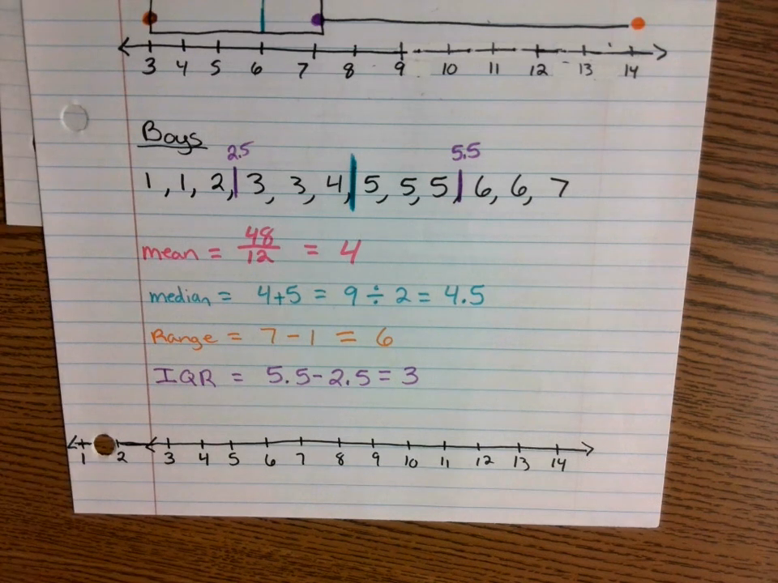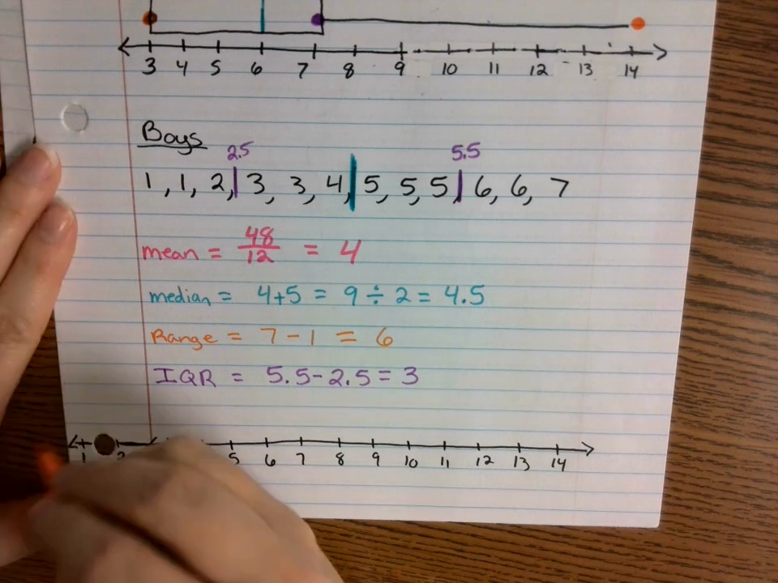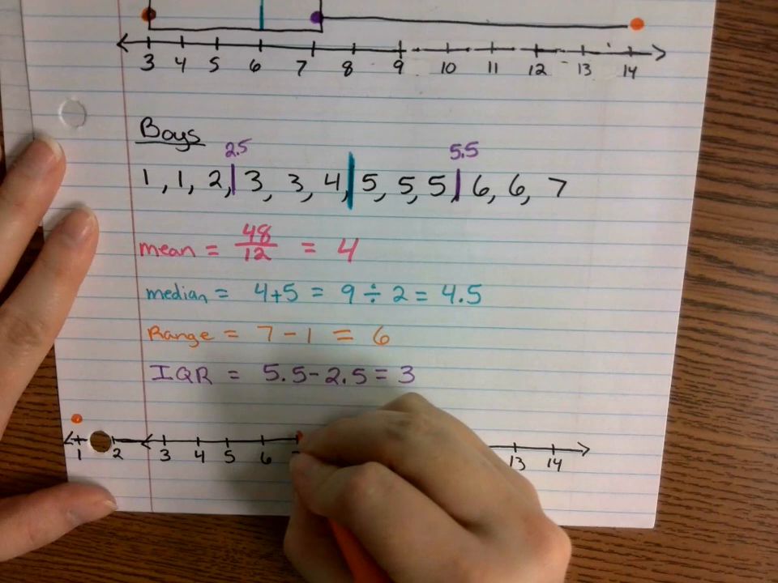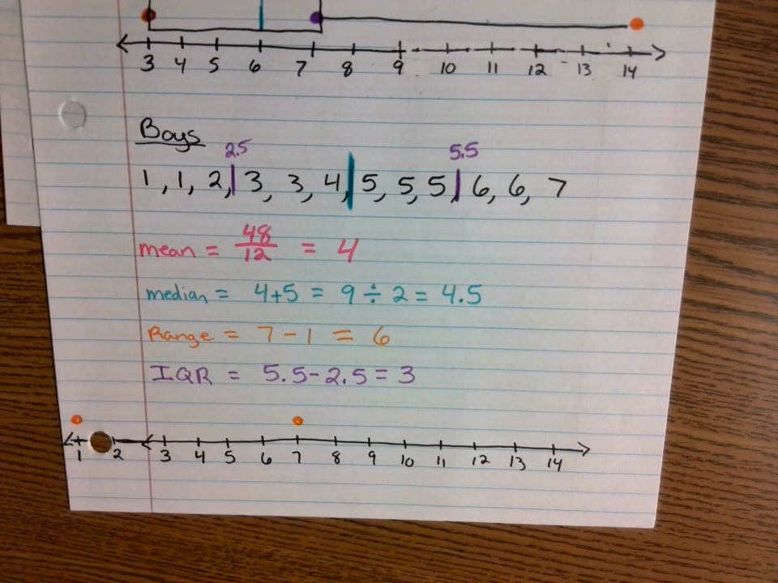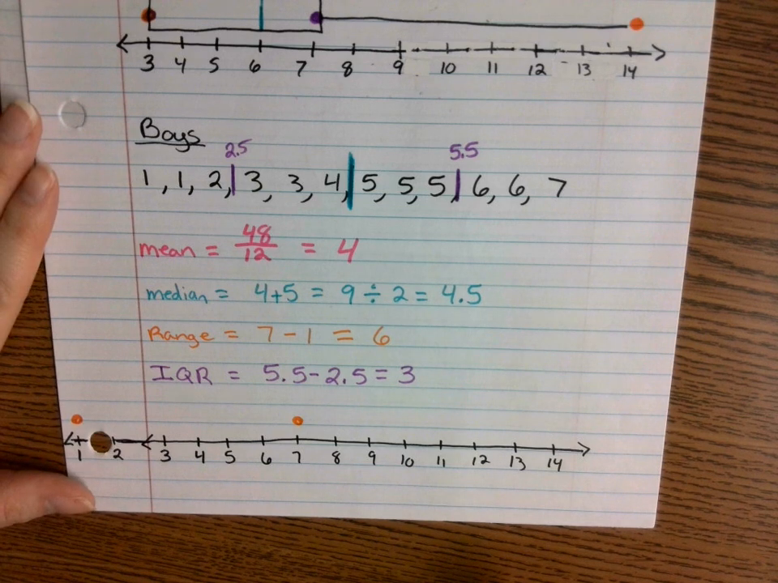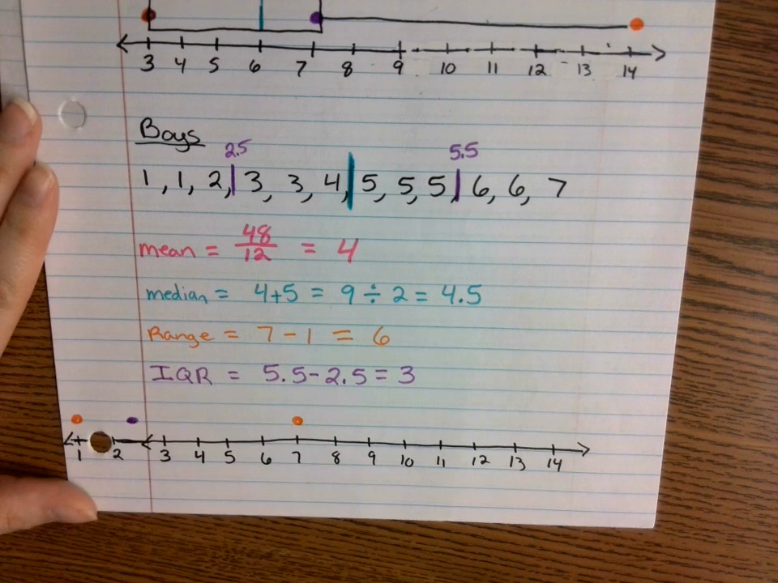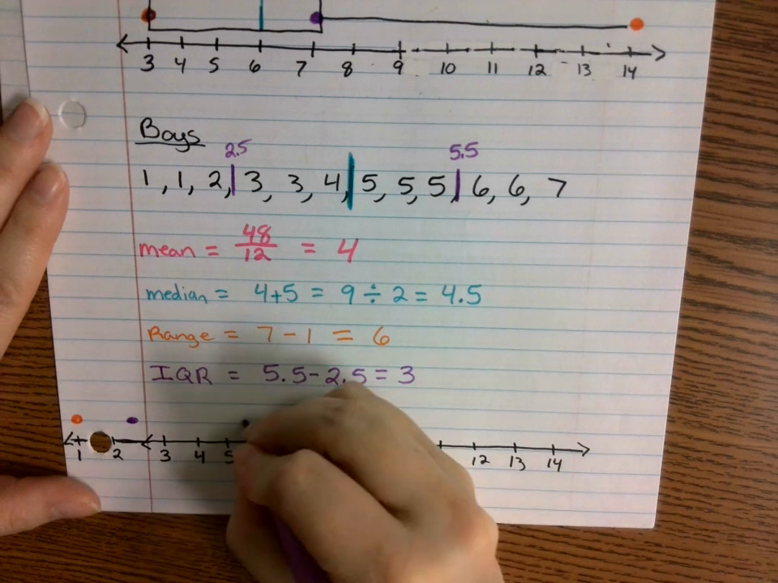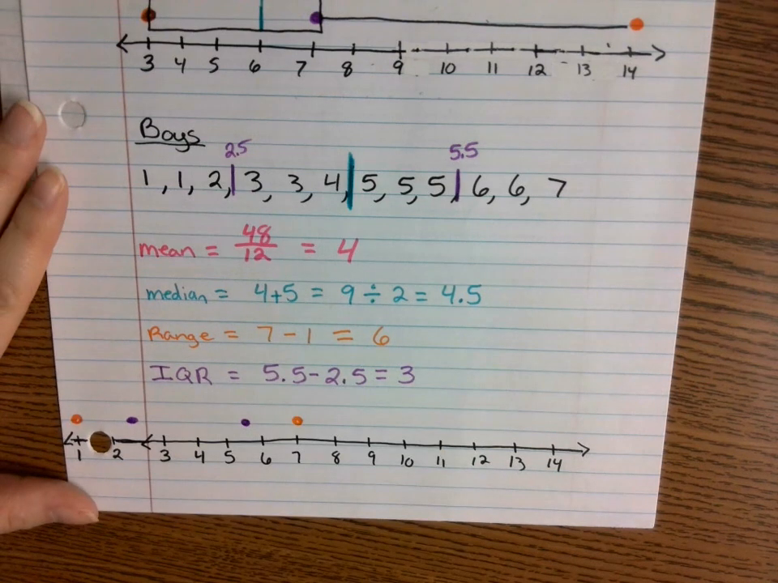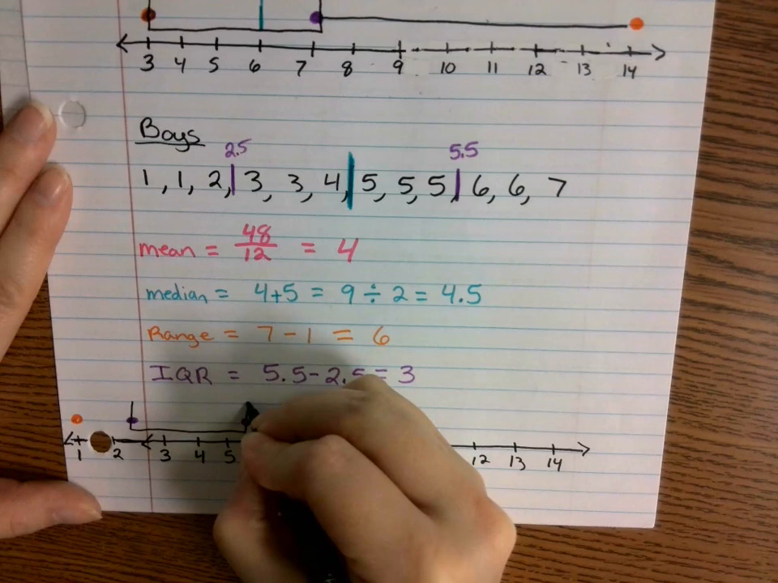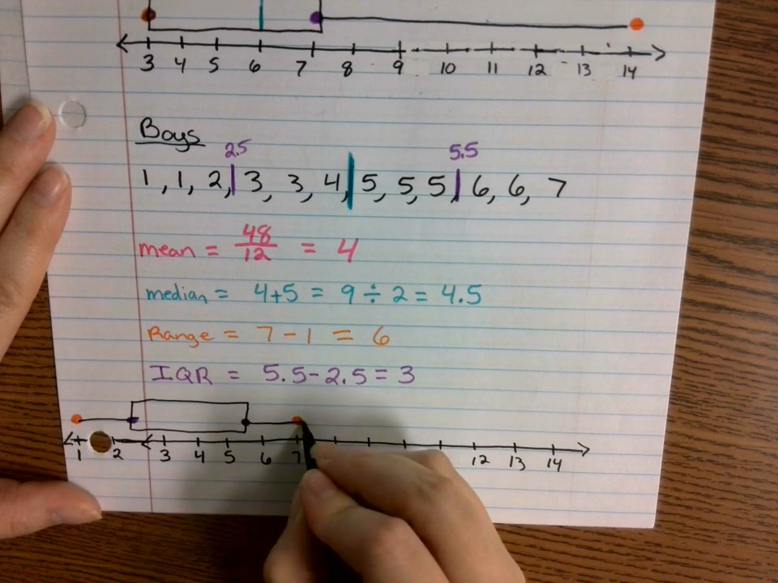All right, plotting our smallest number. Our smallest number is a 1. Our largest number is a 7. Plotting our first and third quartiles. Our first quartile is 2.5. Our third quartile is 5.5. Okay, putting a box around those quartiles, and then we have our median. Our median is at 4.5.